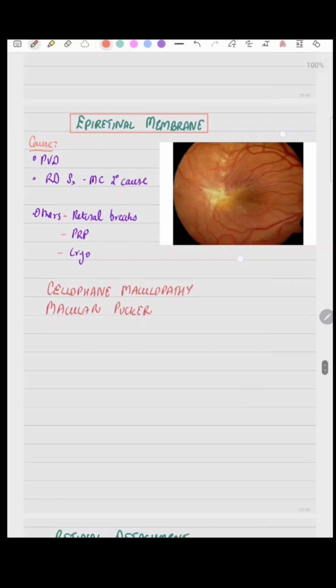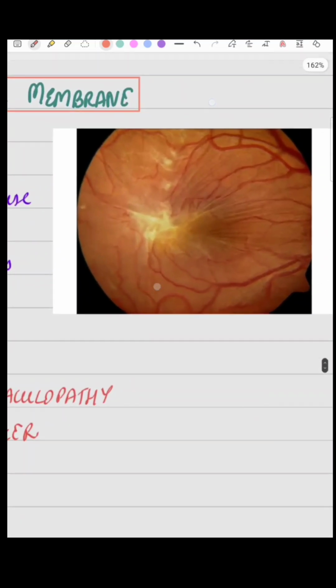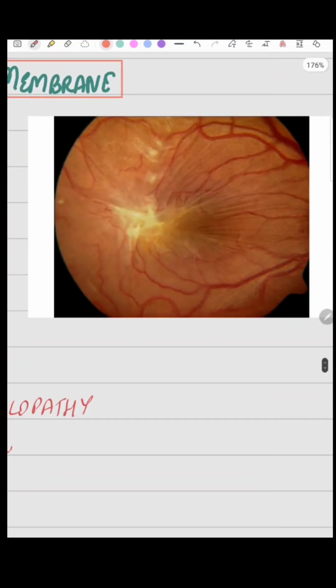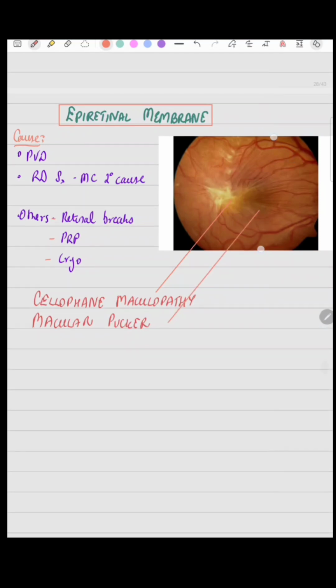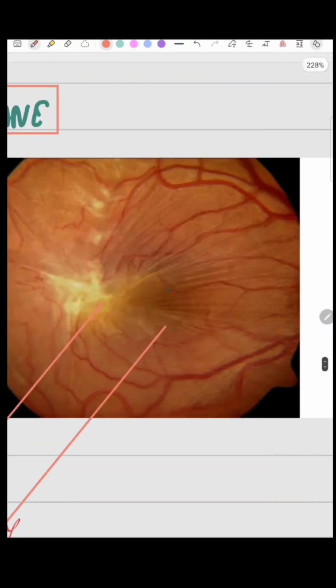Clinical features: here we can see an irregular translucent sheath. It is known as cellophane maculopathy. It is present in early stages. Later on, as the membrane thickens, it contracts and becomes more obvious, that is a macular pucker. Here this macular pucker will be seen as the membrane thickens and contracts, in the later stages.